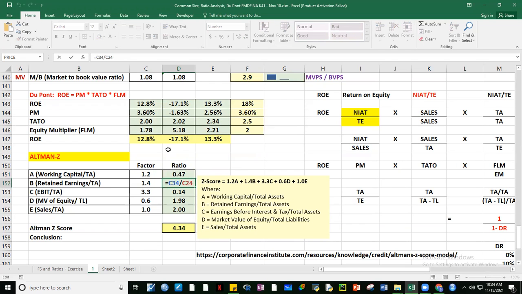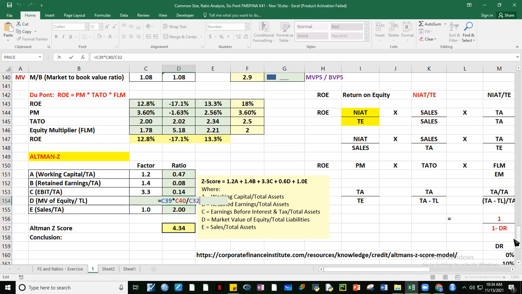Ito naman, retained earnings. Okay, nakikita natin yan sa balance sheet. Retained earnings divided by total assets. Okay, and then this one is your EBIT, our operating profit, divided by our total assets. Okay, and this one is your market value divided by total liabilities.